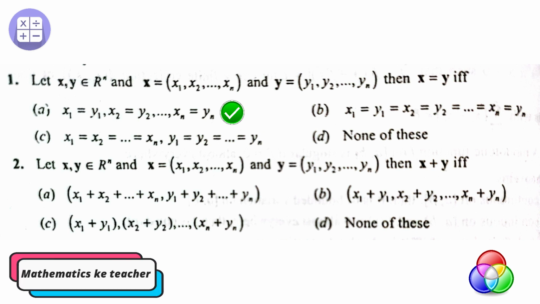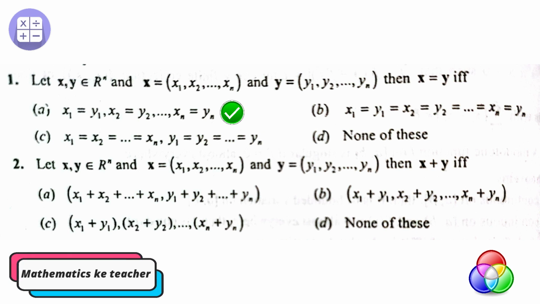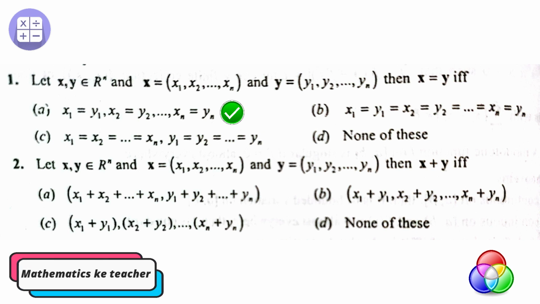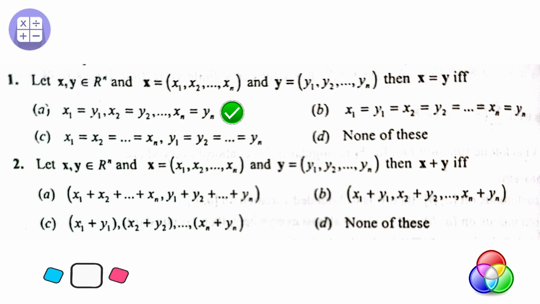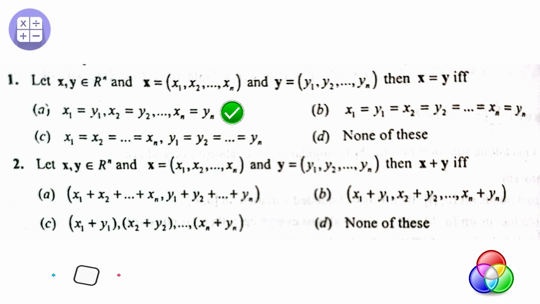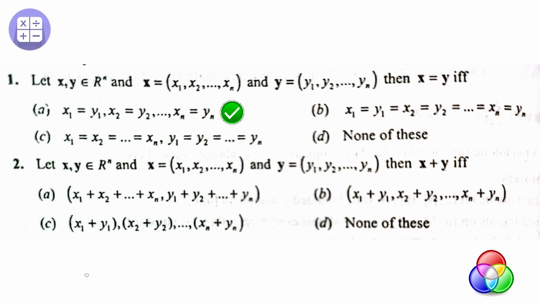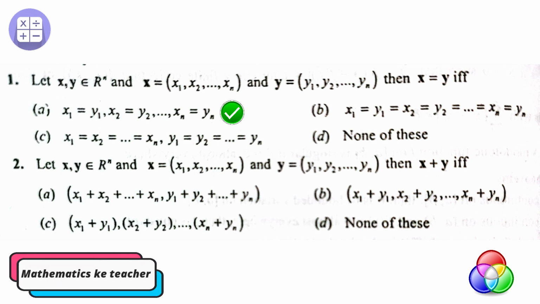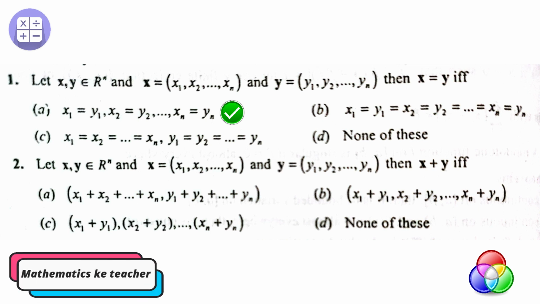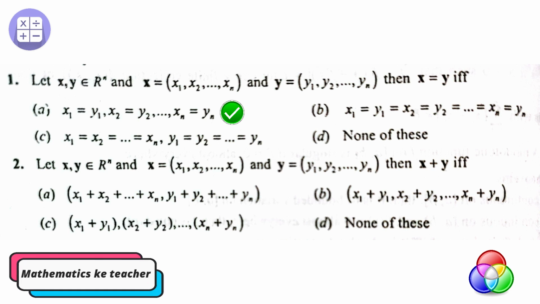Number 2. Let x, y belong to R^n, where x = (x1, x2, ..., xn) and y = (y1, y2, ..., yn). Then x plus y equals: A, (x1 + x2 + ... + xn, y1 + y2 + ... + yn). B, (x1 + y1, x2 + y2, ..., xn + yn). C, (x1 + y1, x2 + y2, ..., xn + yn). D, none of these. Correct option is B.